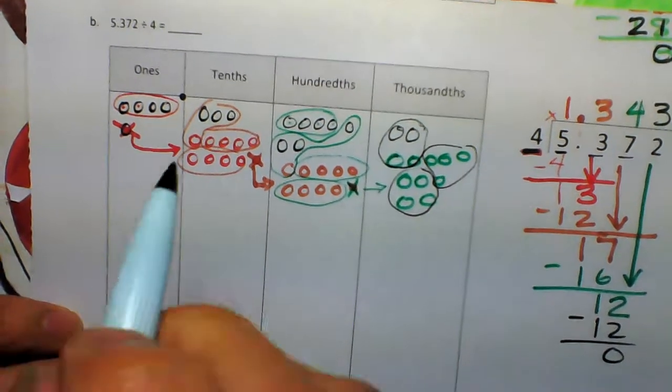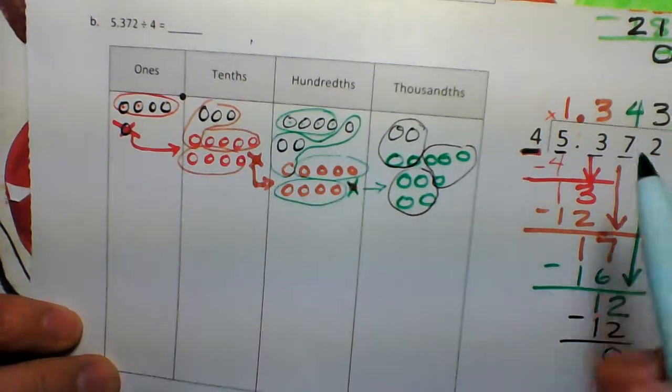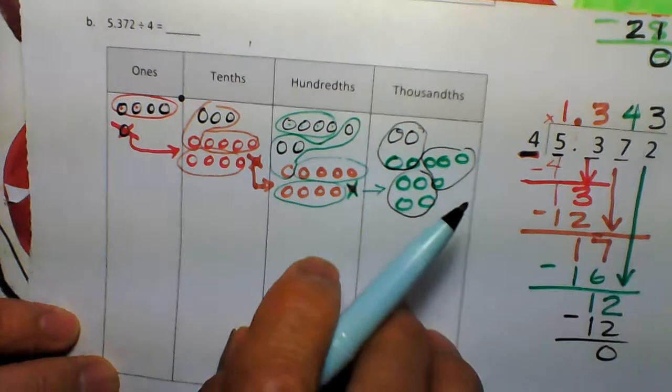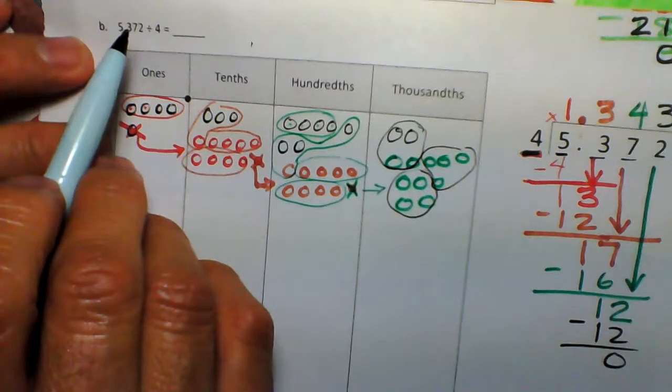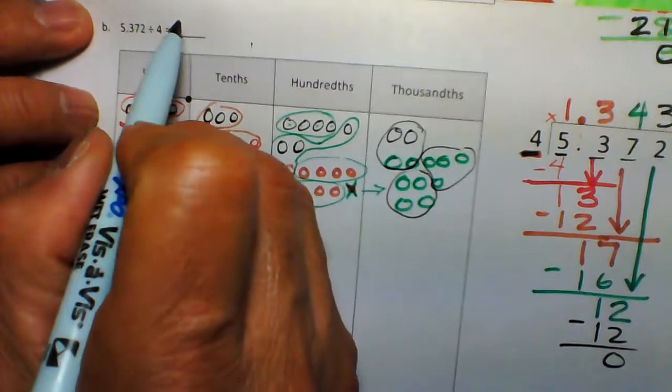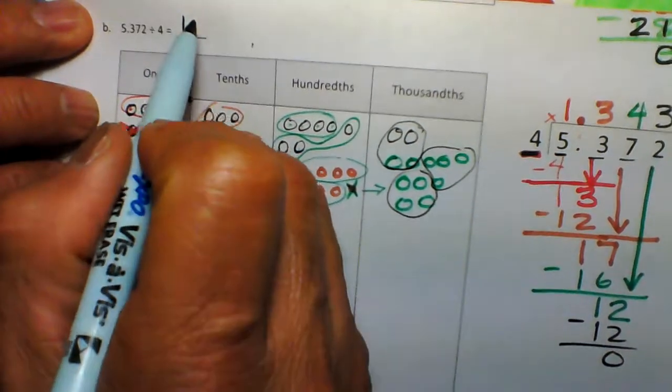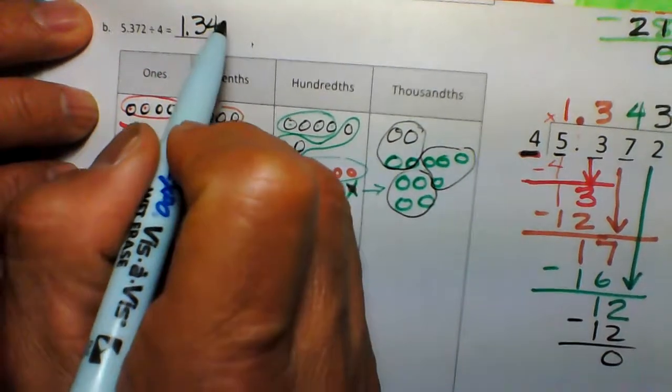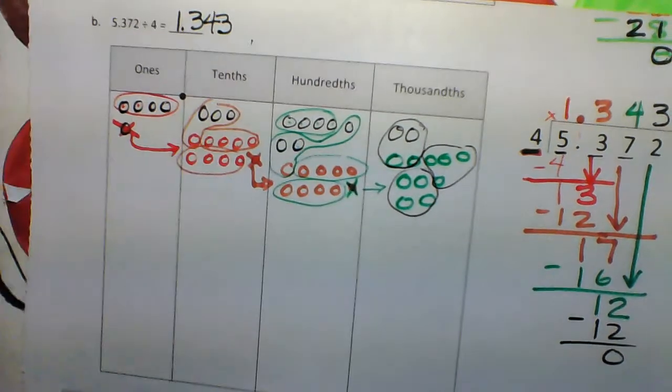So now, using a place value chart and the algorithm form, we found the answer when dividing a decimal number by a whole number. The quotient is 1 and 343 thousandths.